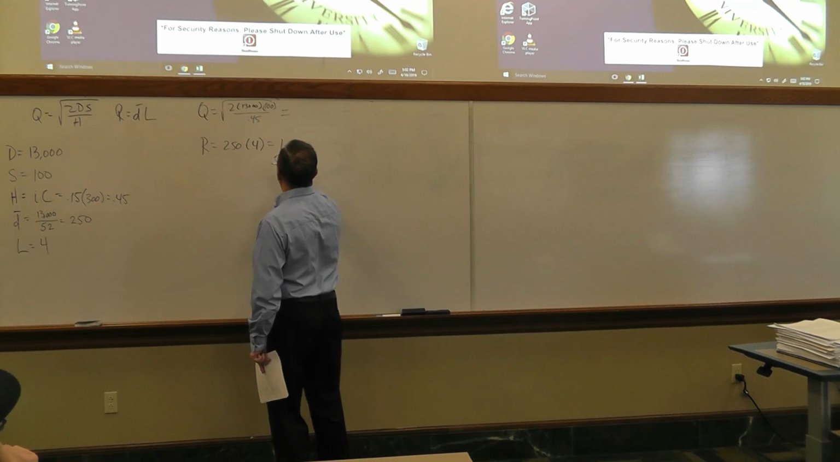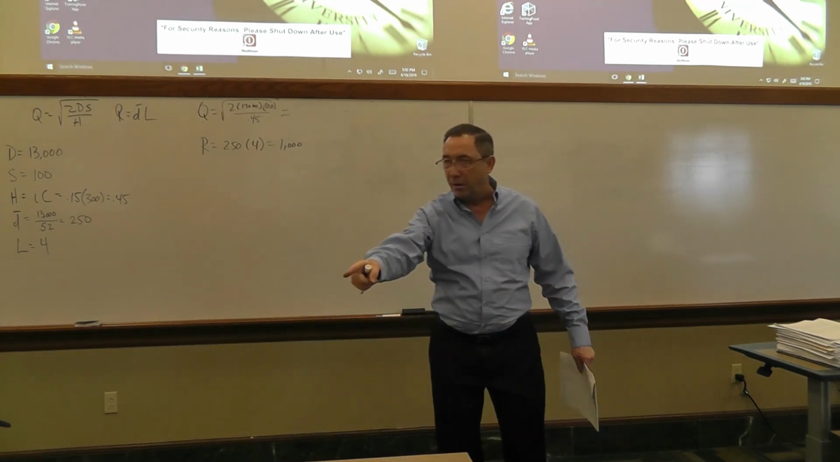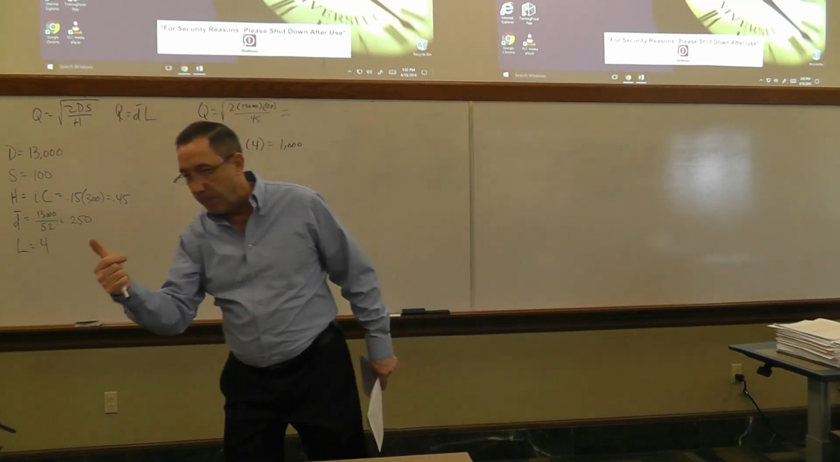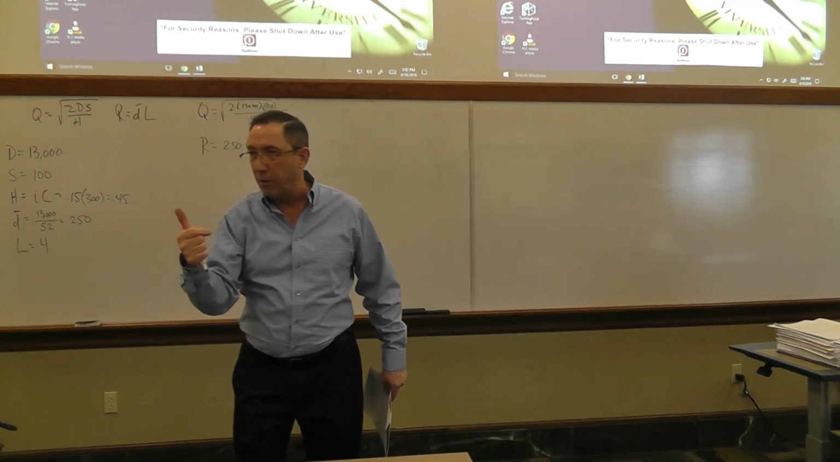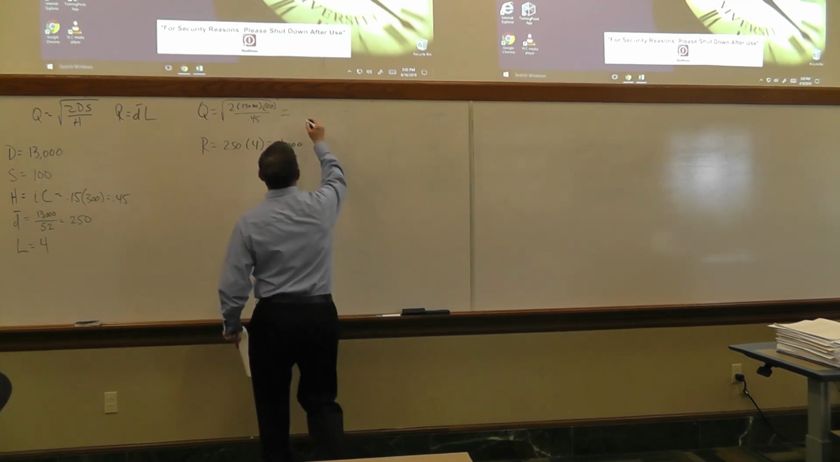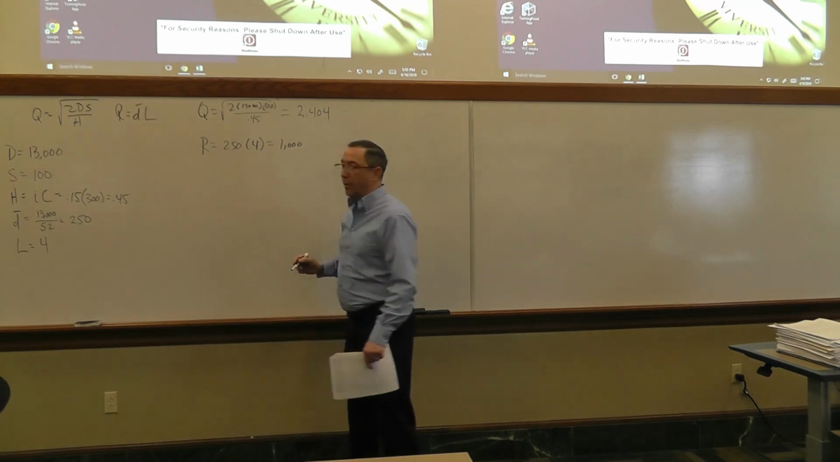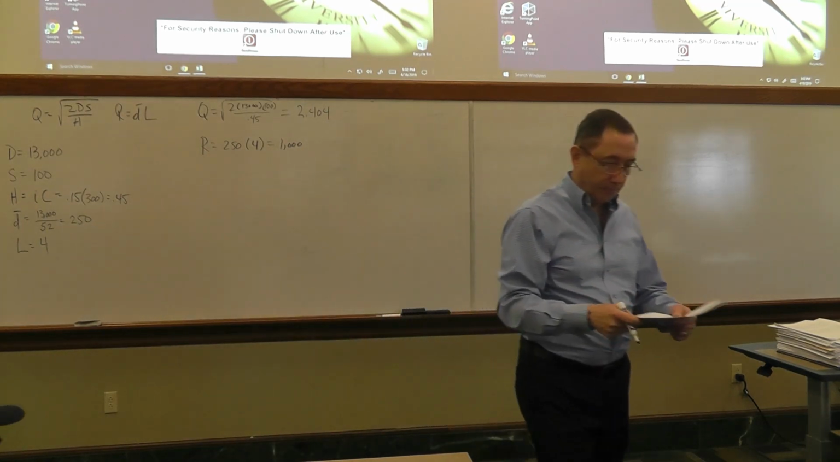Q, I can't do that in my head. I have trouble doing that with a calculator. Somebody give me an answer. Rounded up, it's 2,404? Yeah. 2,404 rounded up. So it's 2,403 and something. We just round up.